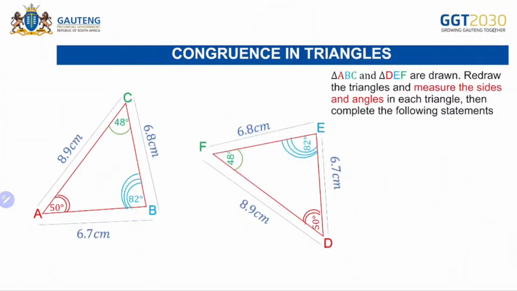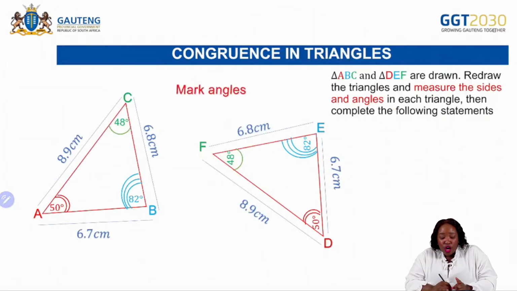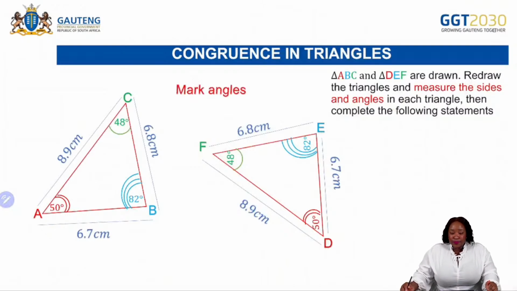In case you missed it, angle A is equal to 50 degrees. Angle B is 82 degrees. Angle C is 48 degrees. Then you've got angle F, 48 degrees. Angle E, 82 degrees. Angle D, 50 degrees. Do we all have those values? Please make sure you've got those values. They will come in handy.